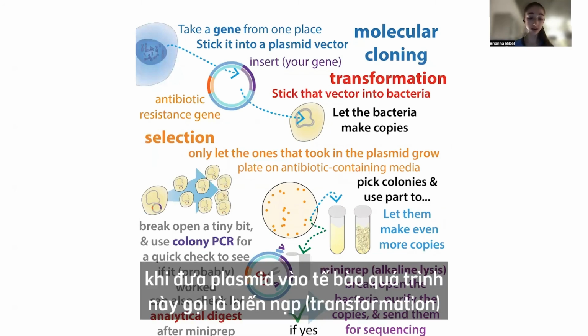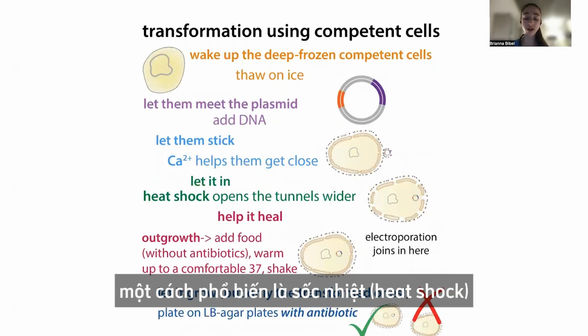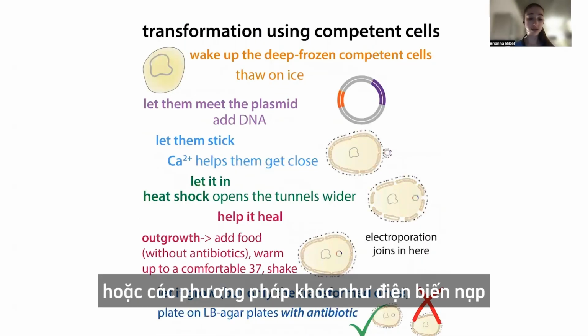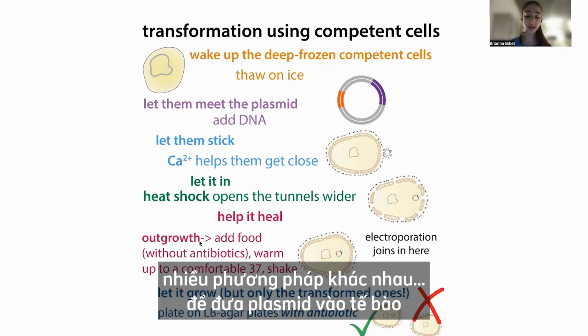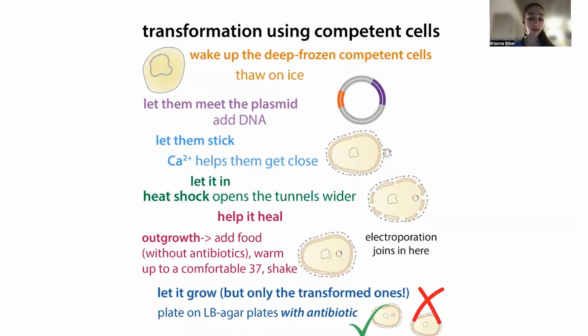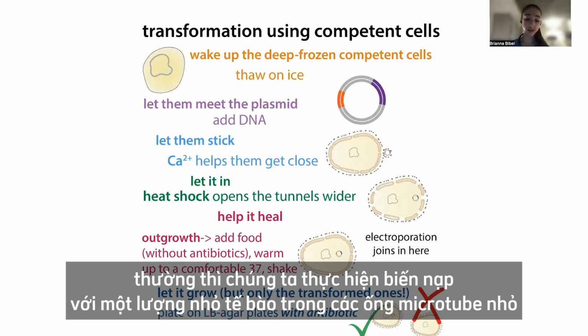No matter which of these antibiotics you're using, you typically, when you put your plasmid into cells, we call this process transformation, and a common way that we do this is with heat shock. We can also do this with methods like electroporation, various methods in order to get the plasmid into the cells. Often we're doing this transformation in just a small portion of cells, like in one of those little Eppendorf tubes.